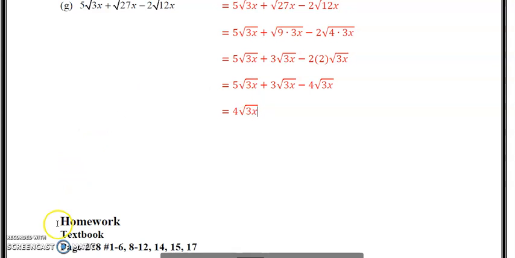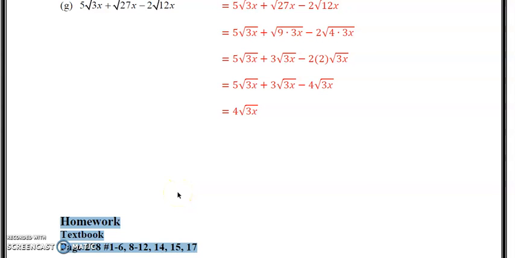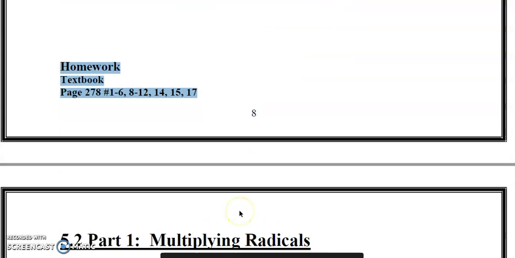So these are the suggested homework questions that I think you should work on when you have an opportunity. Page 278, 1 through 6, 8 through 12, 14, 15, and 17. I think that'd be a great chance to work through those questions. Of course, so that's it for 5.1. We will start multiplying radicals in 5.2 in the next video.